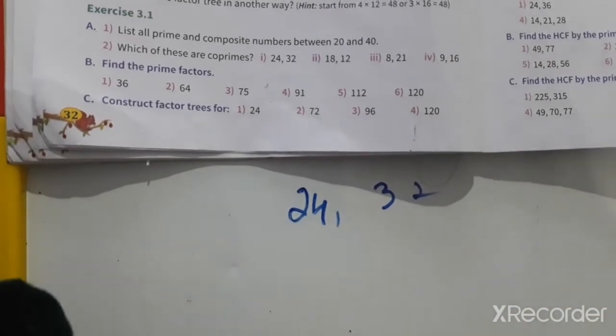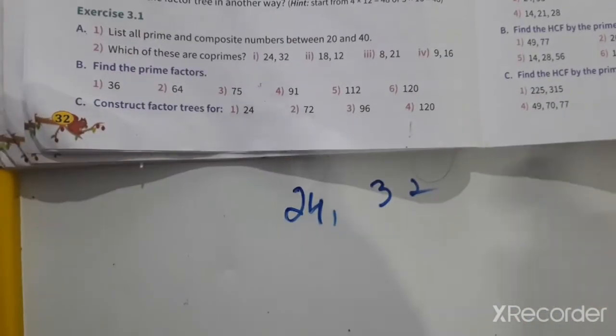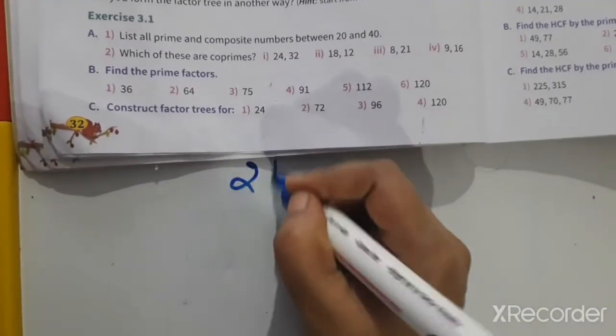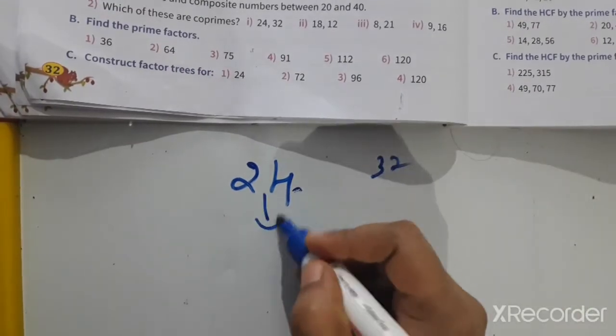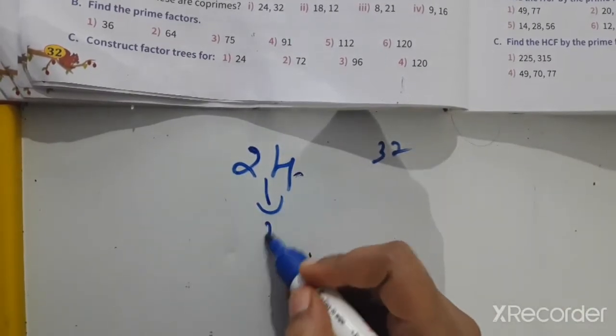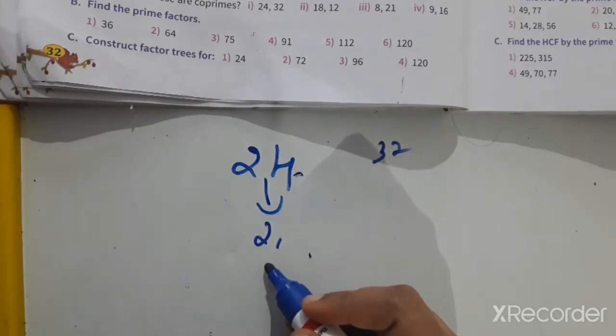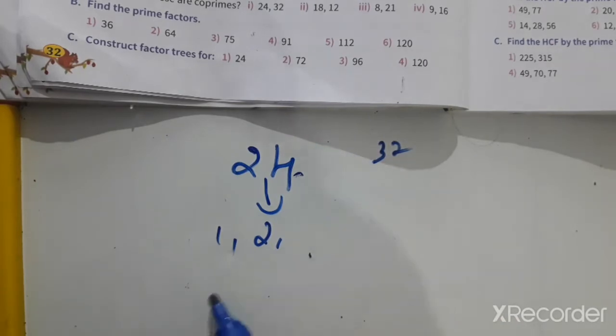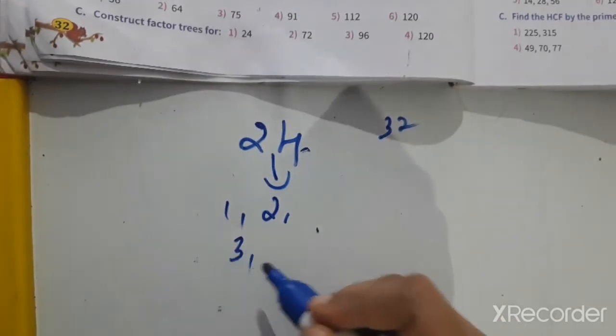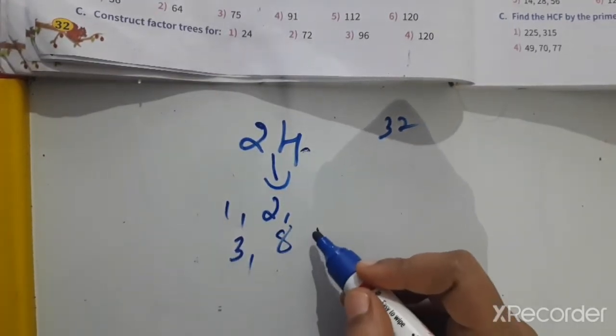What are the factors of 24 and 32? Factors of 24: 1 is a common factor. Then 3 eights are 24, 8 threes are 24.